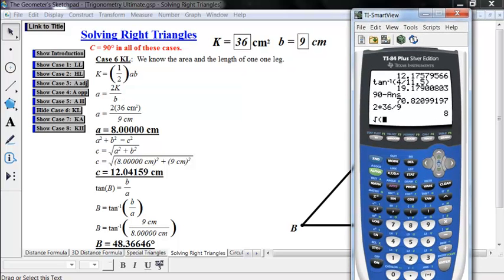So that's the square root of 8 squared plus 9 squared, and that gives us 12.04 something approximately for that side.